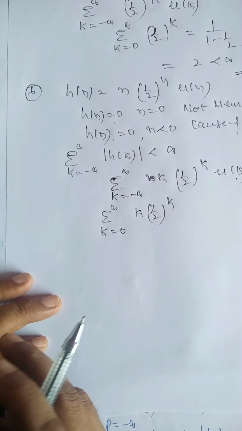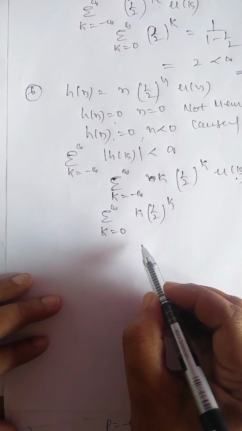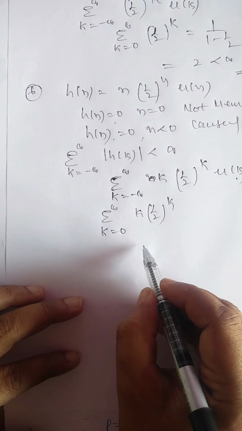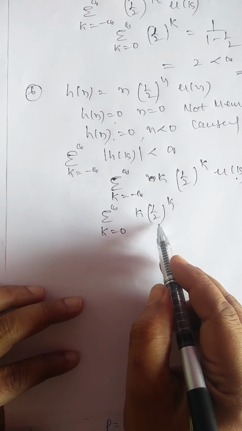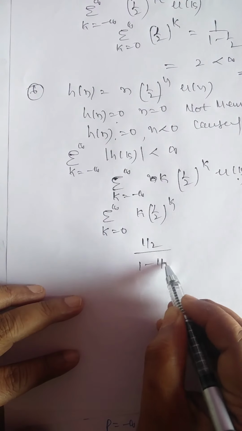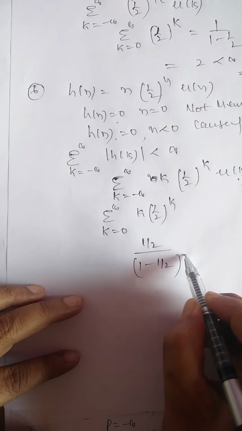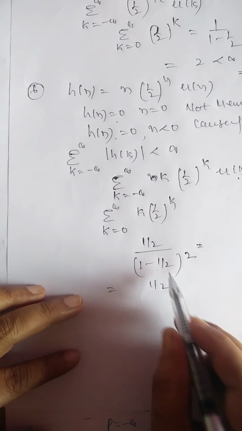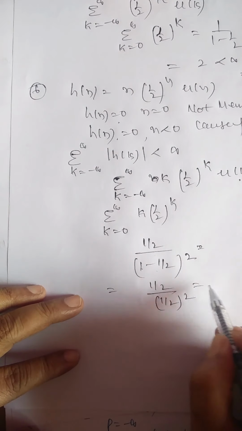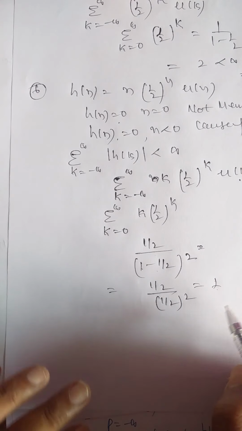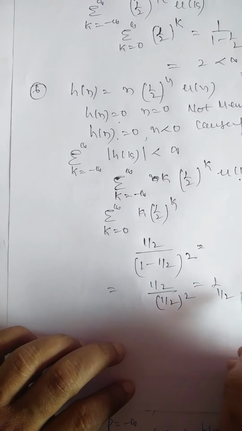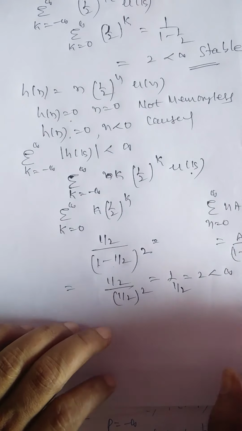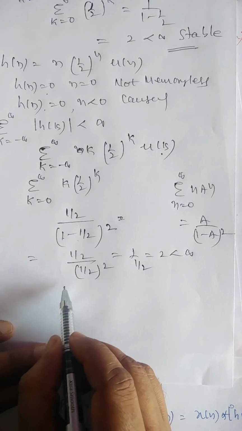A divided by 1 minus a, the whole square. Similarly, we can write this as a divided by 1 minus a whole square. What is a here? Here the value of a is 1 by 2, that is 1 by 2 divided by 1 minus 1 by 2, the whole square. The simplification here: it is 1 by 2 divided by 1 by 2 whole square. The answer is 1 divided by 1 by 2, that is nothing but 2, and it is less than infinity, and the system is stable.